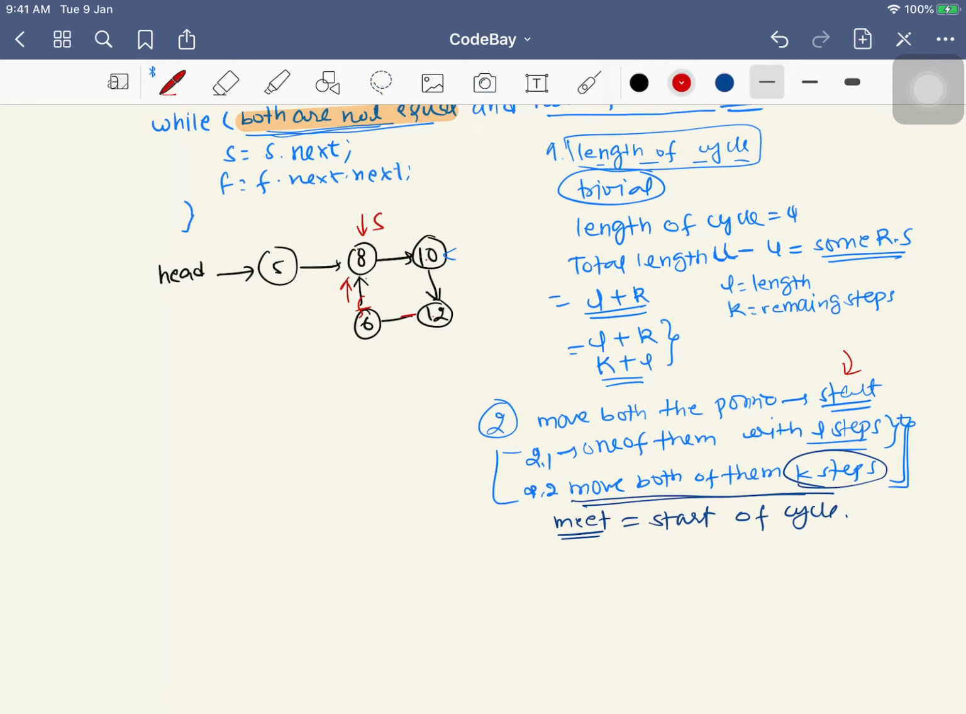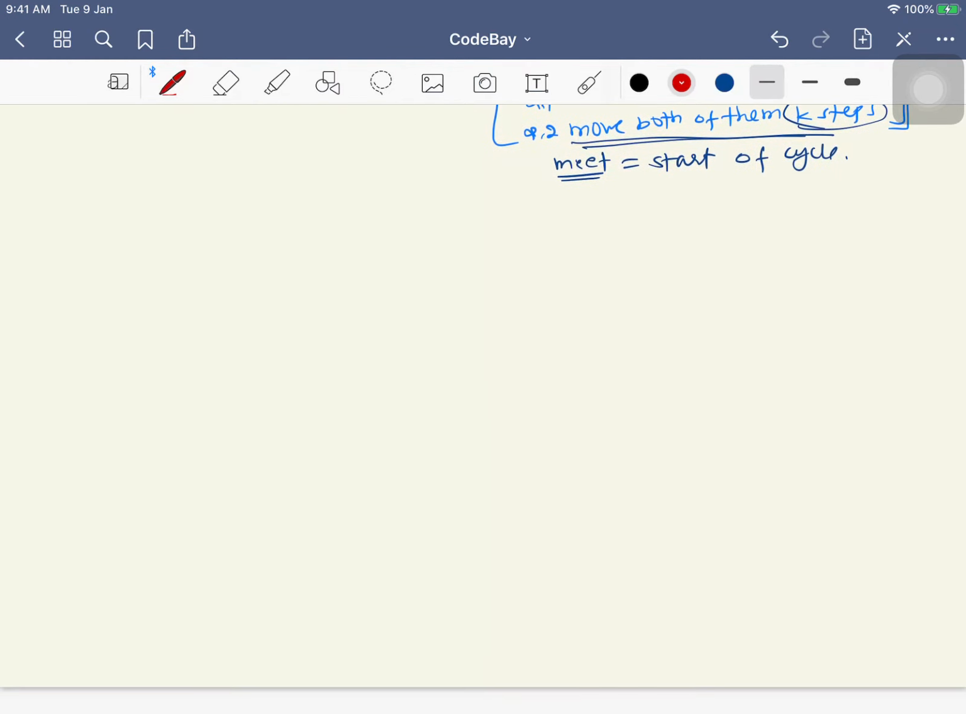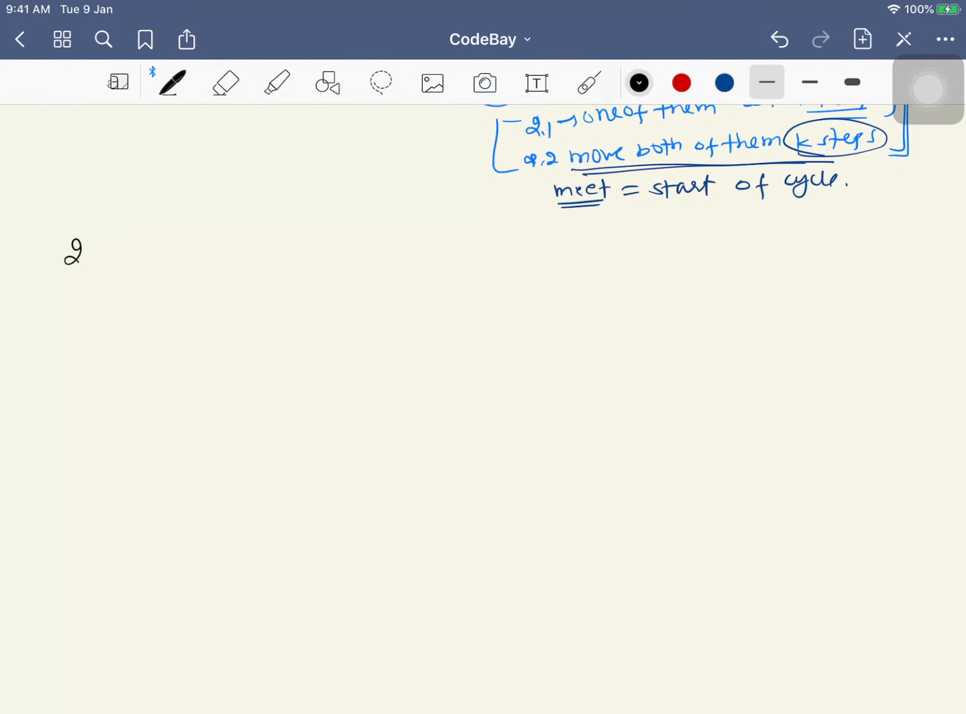Now you might be curious, how would we find the remaining steps? What is the remaining step? Once you have started from here and taken L steps till here, the remaining is K, and so is this part, right? Now let's take two different scenarios that are possible.